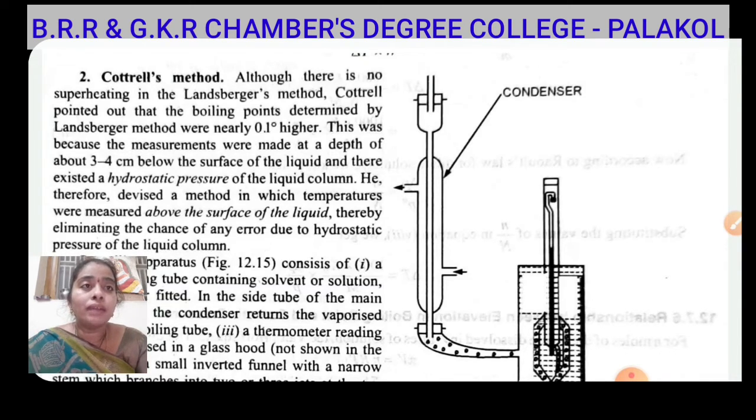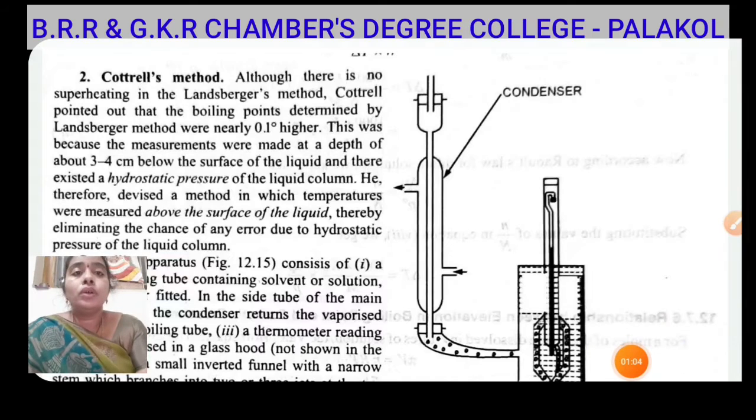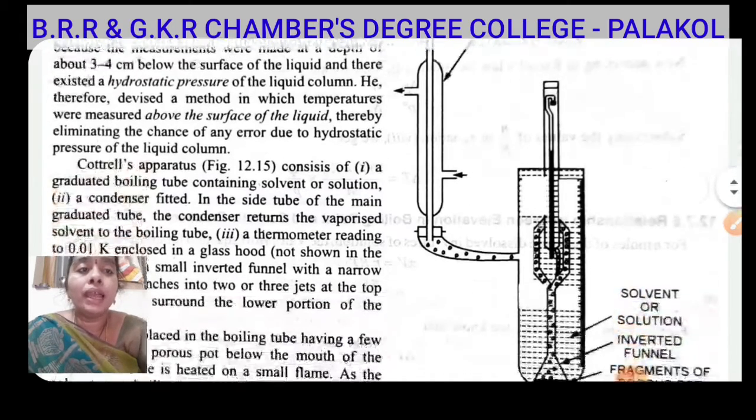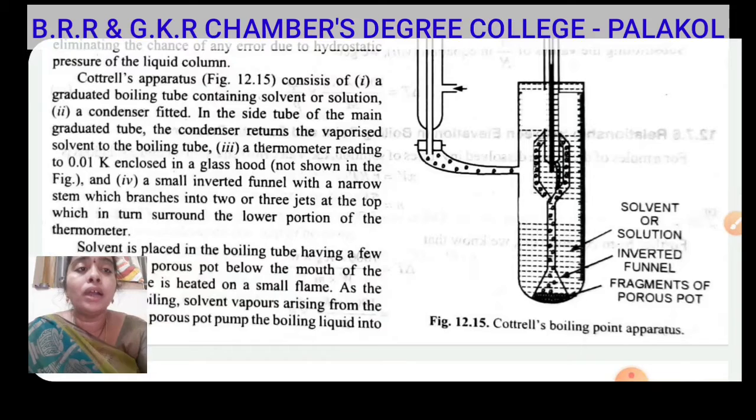how liquid is converted to vapor and vapor is converted to liquid. So students, in this section, the first experimental method is Cottrell's method, used to determine the molecular weight of non-volatile solute particles by elevation of boiling point. In this Cottrell's method, first I will explain the apparatus of Cottrell's.